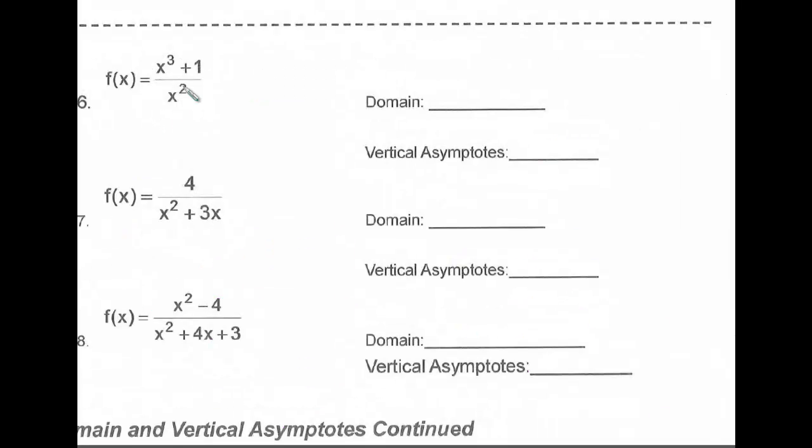Number 6. We could factor first because this is a sum of cubes, but I don't need to do that in this problem because this is just x squared in the bottom. So set x squared equal to 0 and solve. If we take the square root of x squared, x is equal to 0. So the vertical asymptote is at x equals 0. The domain is all real numbers except where x is equal to 0. So x is not equal to 0.